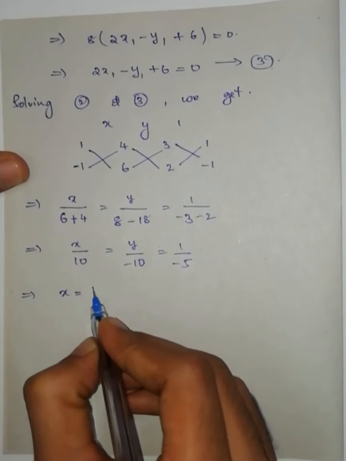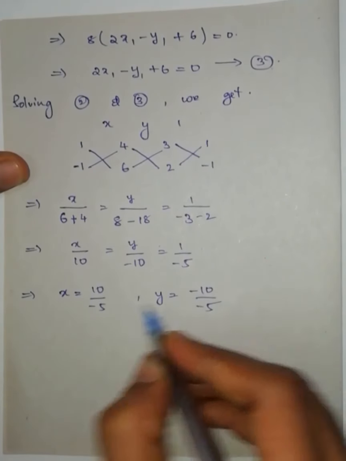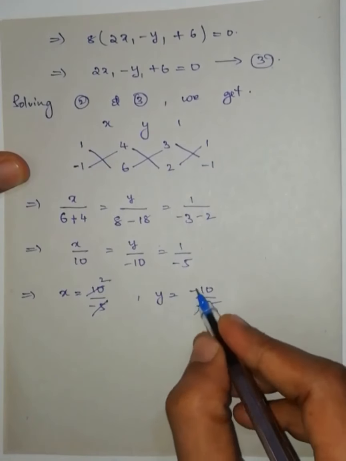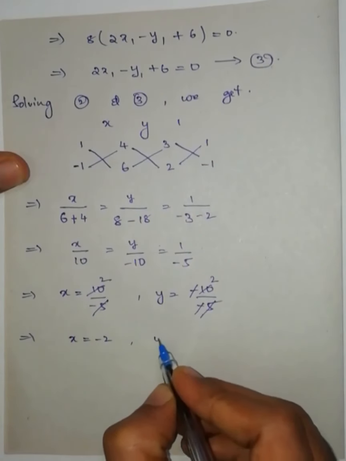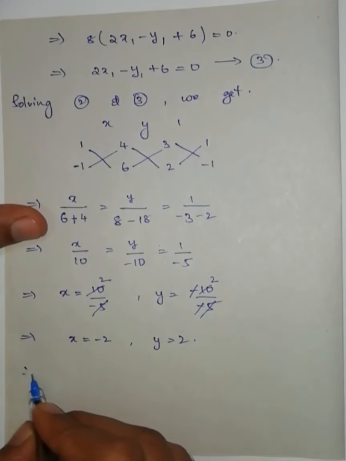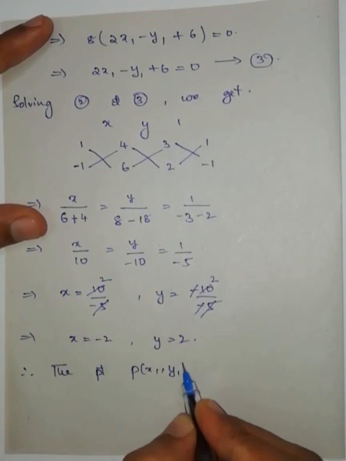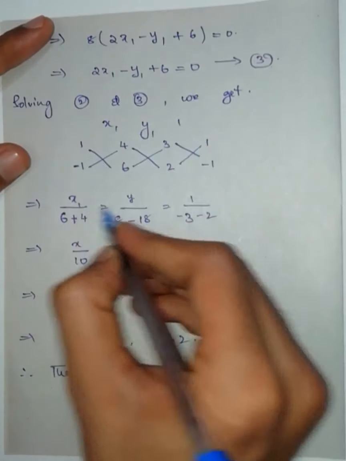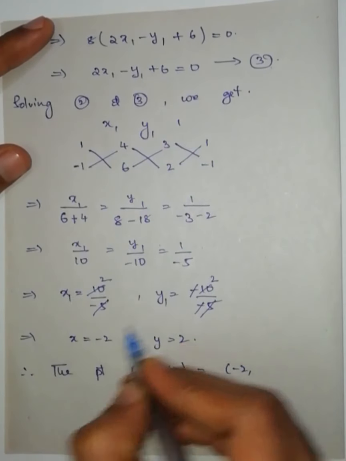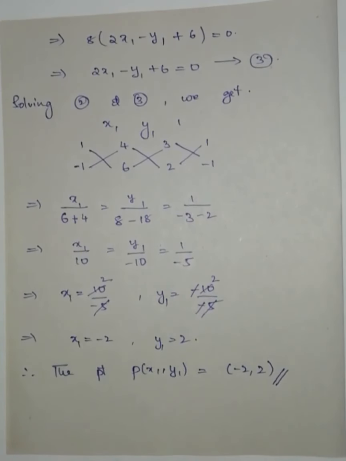This implies x is equal to 10 by minus 5, y is equal to minus 10 by minus 5. 5 ones are 5, 5 twos are 10, minus minus get cancelled. This implies x is equal to minus 2, y is equal to 2. Therefore, the point P of x1 comma y1 is equal to minus 2 comma 2, the required answer. Next problem.